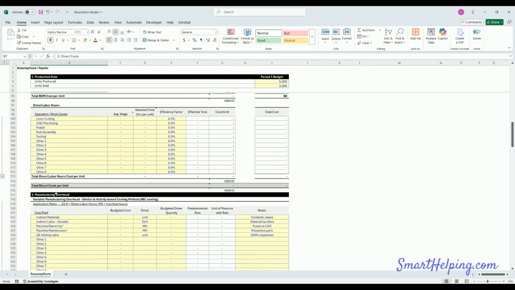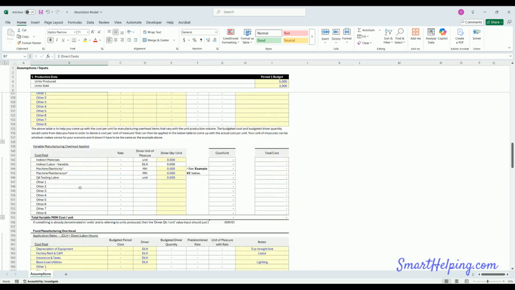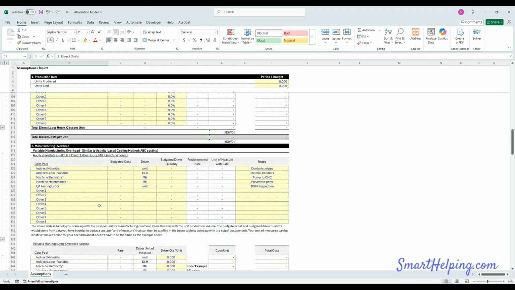We also have manufacturing overhead to account for, and there's a variable manufacturing overhead. There's also fixed manufacturing overhead. And so we'll fill out those sections. That's where things get a little bit trickier. So we'll walk through how it goes and how it flows down to the costs accordingly.